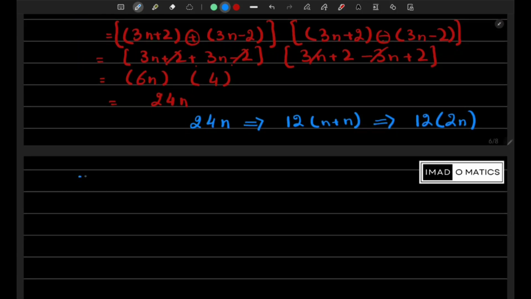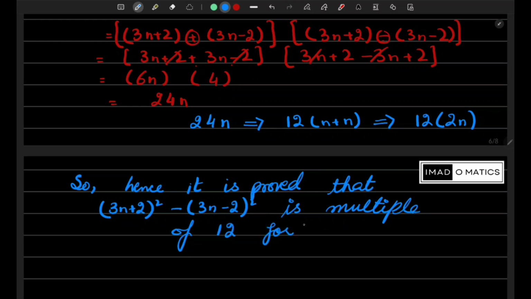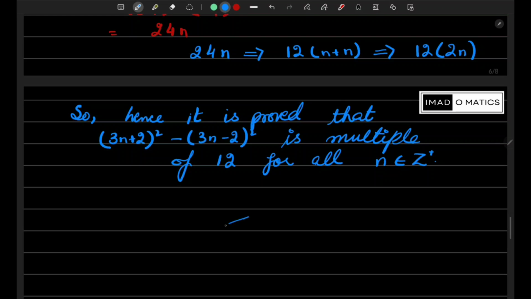So it is proved that the given equation (3n + 2) square minus (3n - 2) whole square is a multiple of 12 for all n belongs to Z plus. Ta-da!